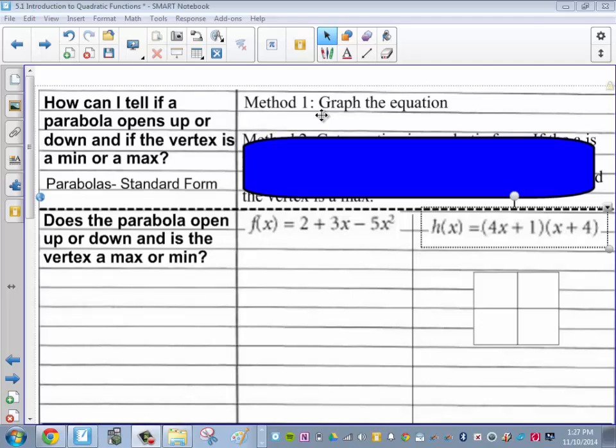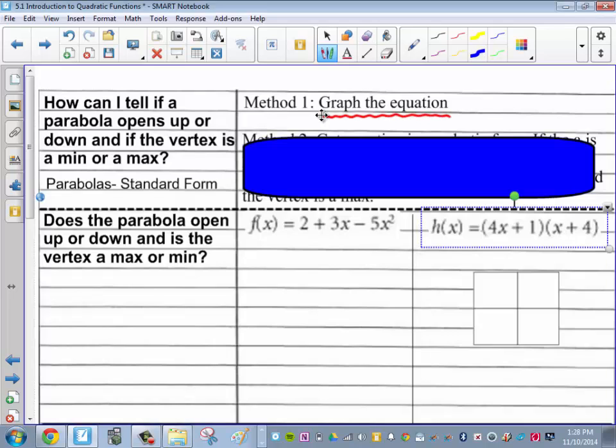Okay, so this next question is asking us, how can we tell if a parabola opens up or down, and if the vertex is a min or a max, just by looking at the equation? Well, can we do it by looking at the equation? Well, maybe not. So then we would have to graph it.